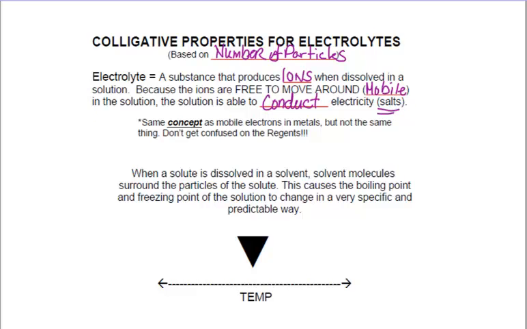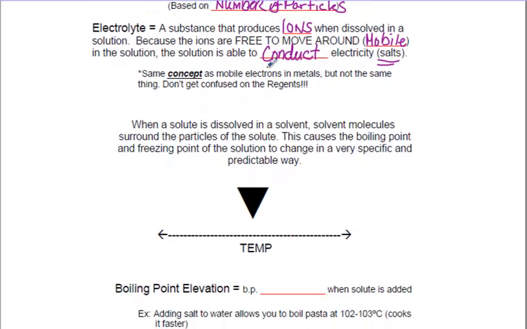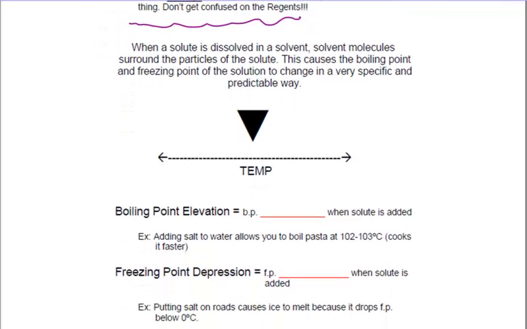They're called salts. So electrolytes are salts, and it is the same concept as mobile electrons in metals, but not the same thing. Let's not get this confused, okay? Mobile electrons, yes, they can produce electricity because they're mobile, but it's not the same as an electrolyte because an electrolyte is a compound, okay, not just a metal by itself. So when a solute is dissolved in a solvent, the solvent molecules surround the particles of the solute, and this is going to cause the boiling point and freezing point of the solution to change in a very specific and predictable way.